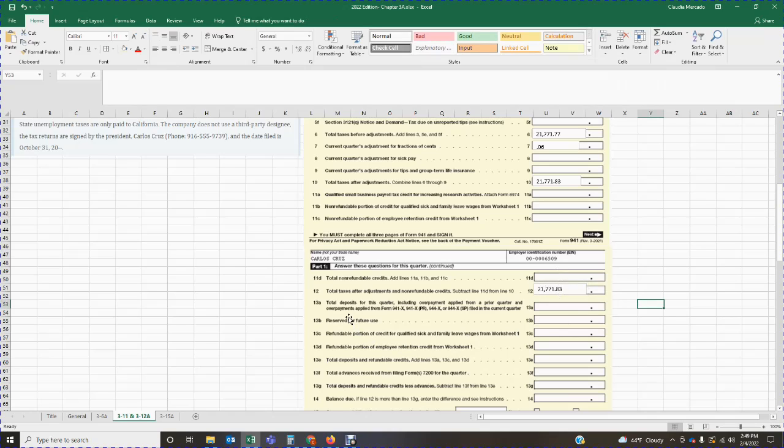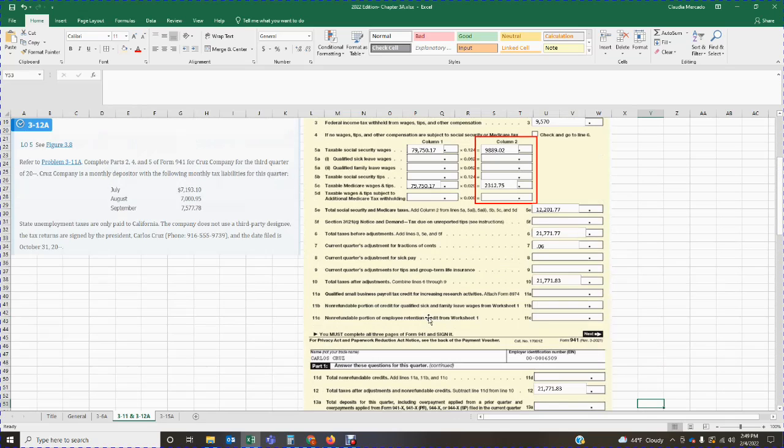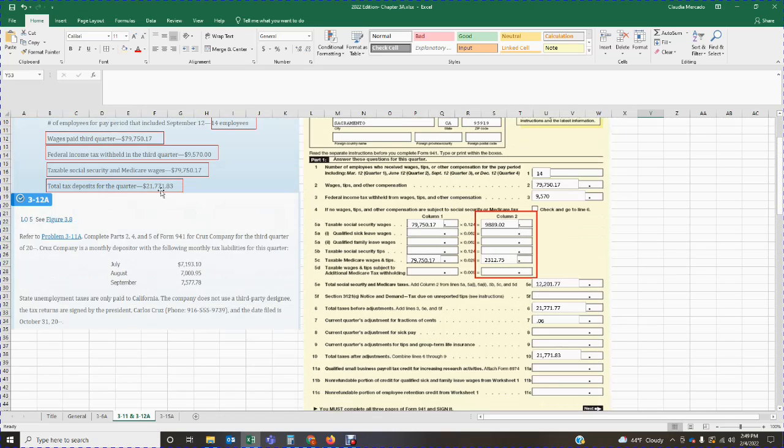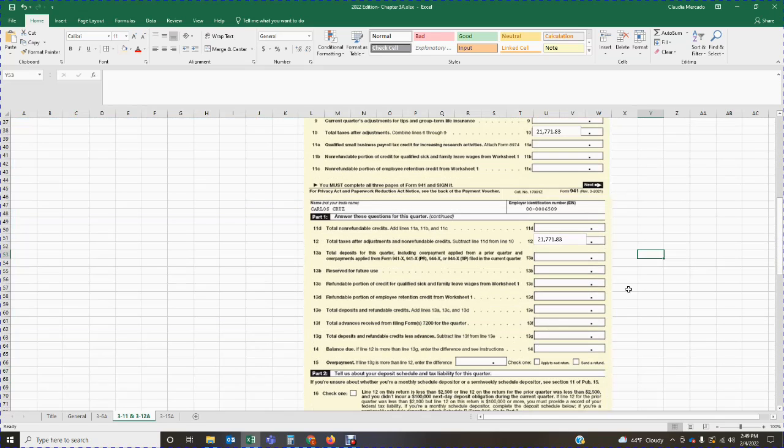Total deposits for the quarter, including any overpayments, applied to different forms filed in the current year. Total deposits for the quarter. Okay. The problem said that you had total deposits of 21,771.83. So that's going to go in line number 13A.